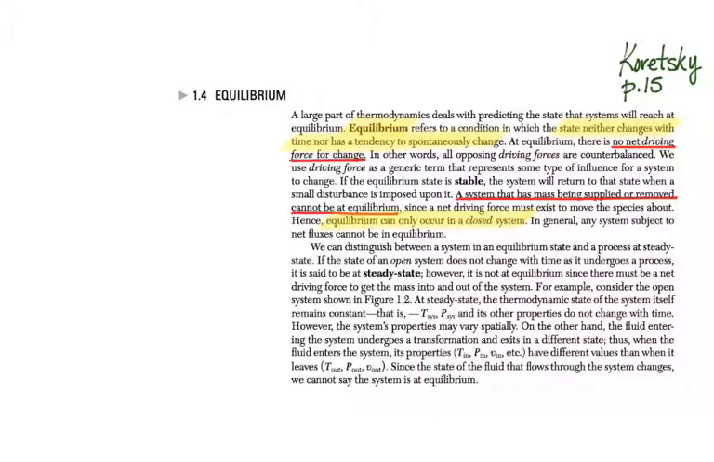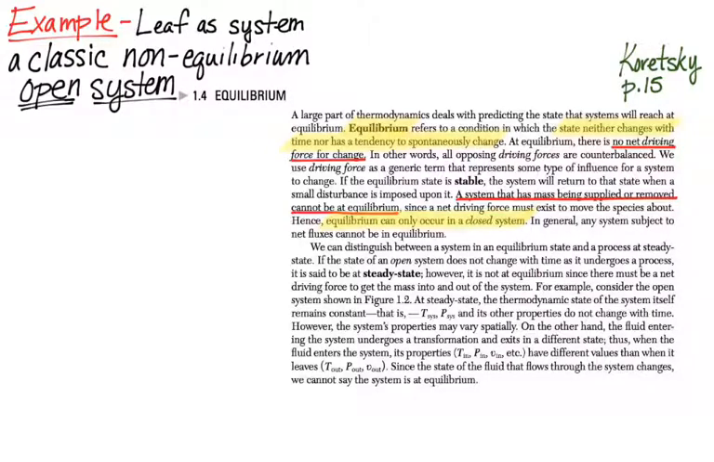Now, equilibrium, functionally in thermodynamics, will only occur in a closed system. Again, that's a system where there is energy exchange across the boundary, but no matter exchange. So let's look at a really general open system, which is a leaf. And it is both an open system and it is a non-equilibrium system. Now it's non-equilibrium because we have matter exchange going across the boundary of a leaf.